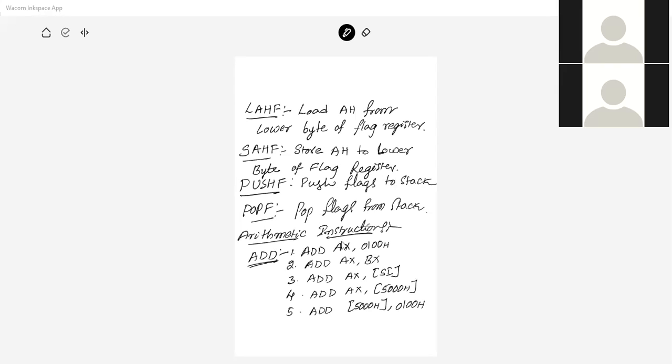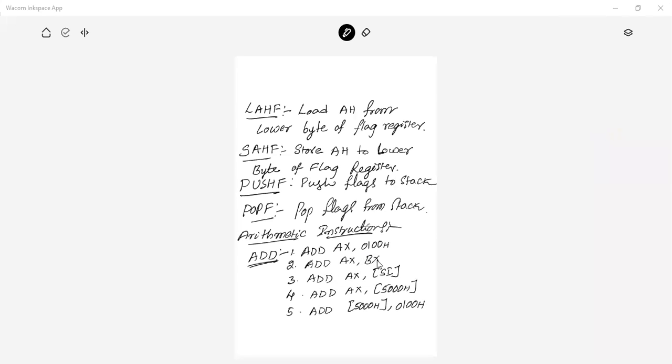Next one, arithmetic instructions. When we see the arithmetic instructions, add with the different addressing modes. First one is ADD AX comma 0100, an immediate instruction, because it is immediate addressing mode. The data is available in the instruction itself. That is why it is an immediate addressing mode. The second one is register addressing mode, because the source data is available in the register. You always remember that: what type of addressing mode it is is very important.